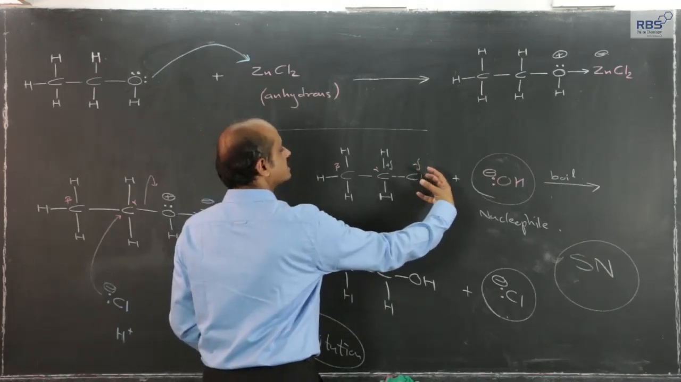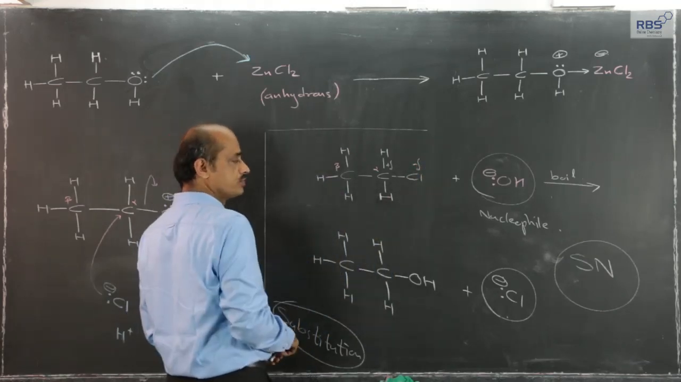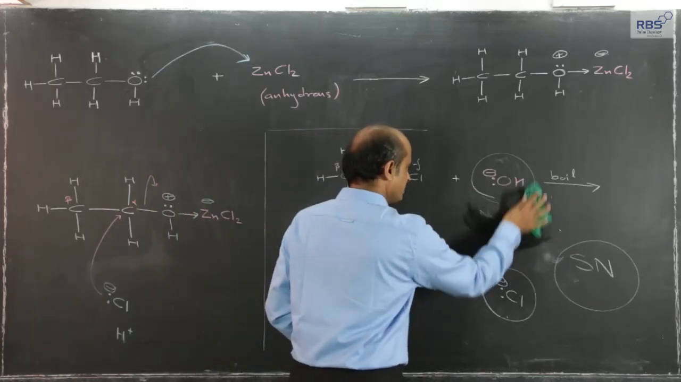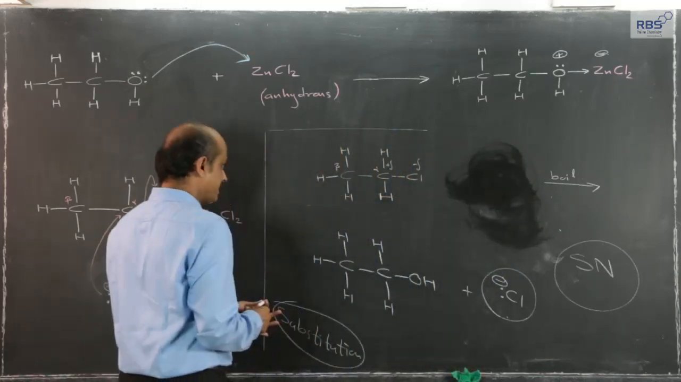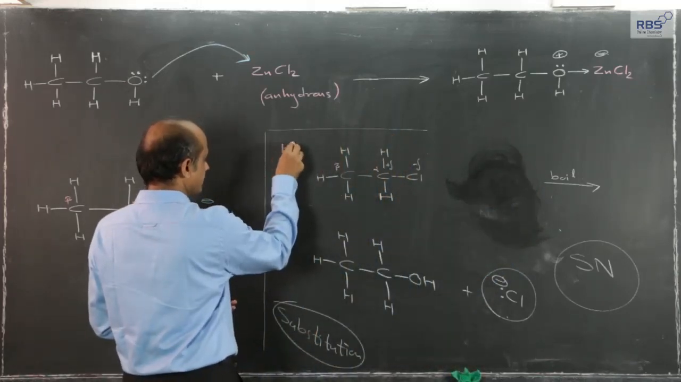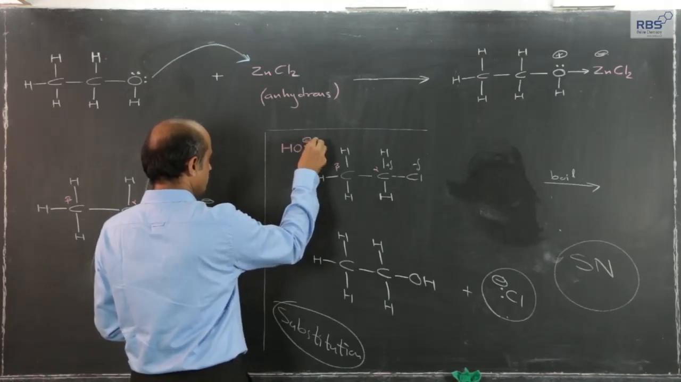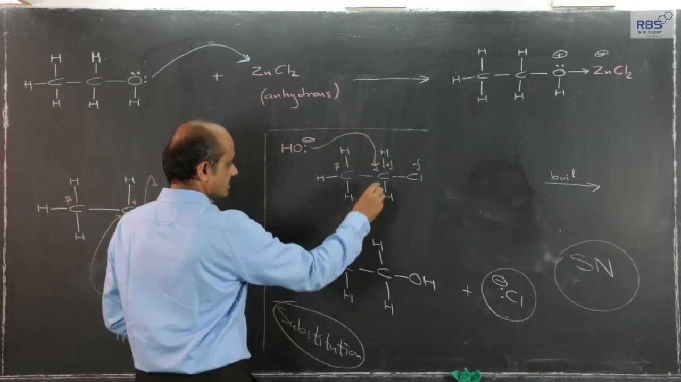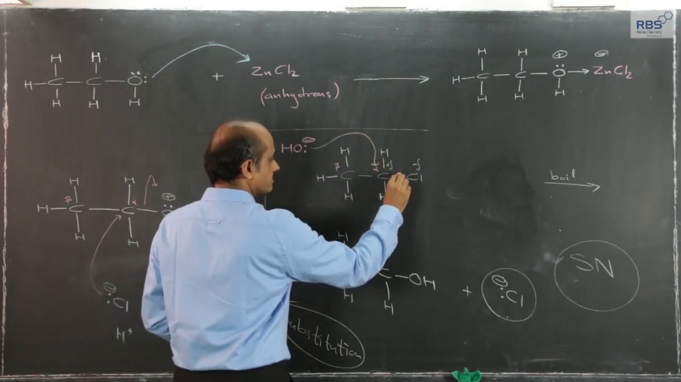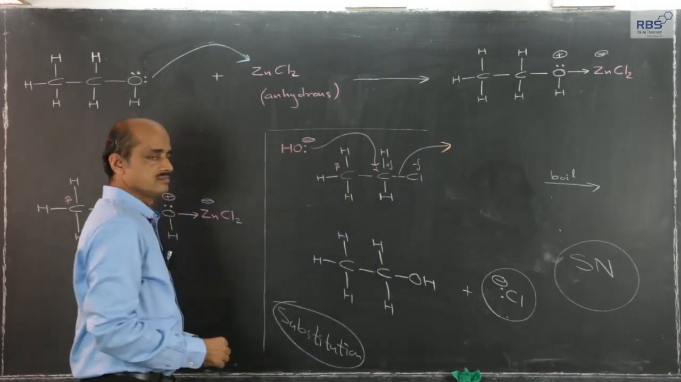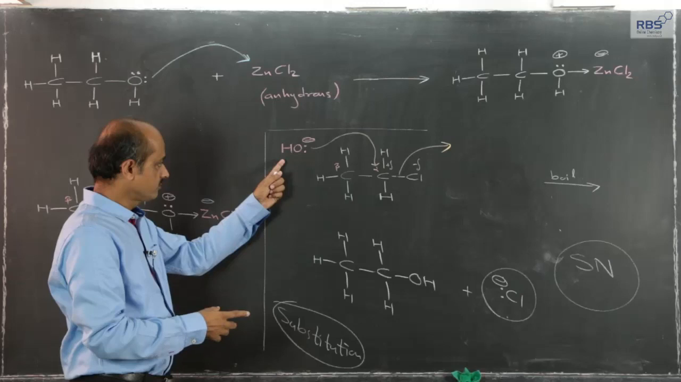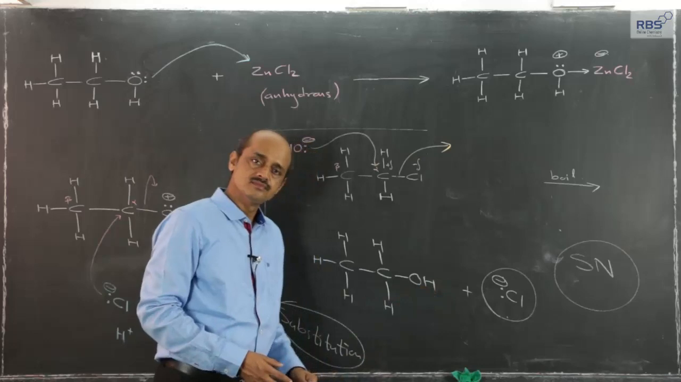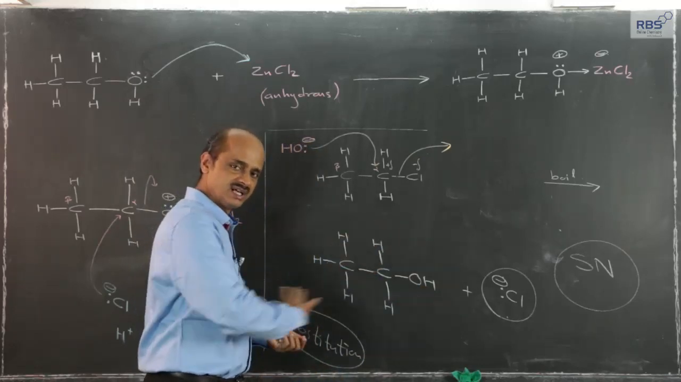If chlorine is shown to be attached on this side, OH minus attacks from the opposite side. To show the attack properly, let me rub this and write it again. So, the attack of OH minus ion on the alpha carbon, and chlorine goes out with the electron pair in the form of Cl minus ion. Here the attack of one nucleophile, the stronger nucleophile, and the chlorine going out in the form of a weaker nucleophile, take place simultaneously in a single step.